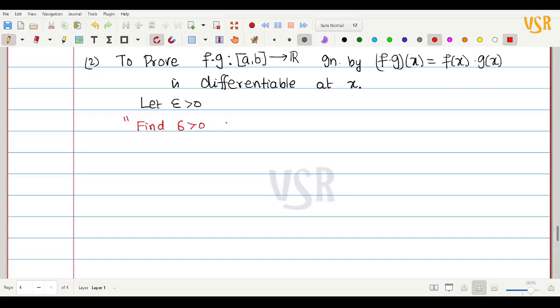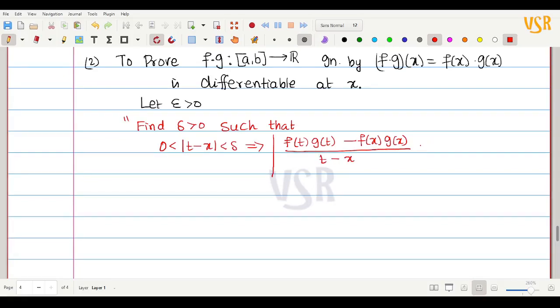Such that we need to show that 0 strictly less than modulus of t minus x less than delta must imply that modulus of f of t into g of t minus f of x into g of x divided by t minus x minus some number, I do not know yet what this number is, I call it a, is less than epsilon. For some number, we just need to say it is less than epsilon. That is the idea.